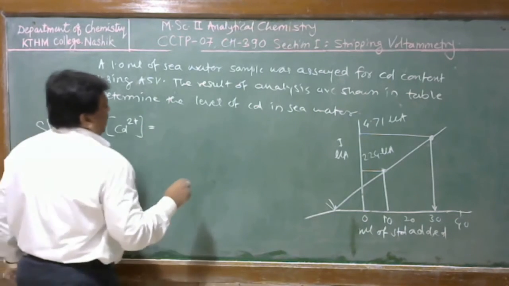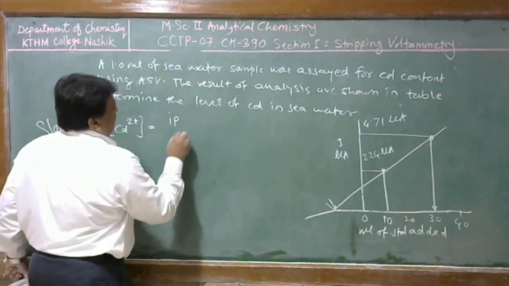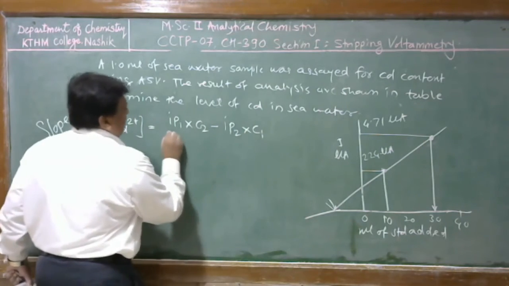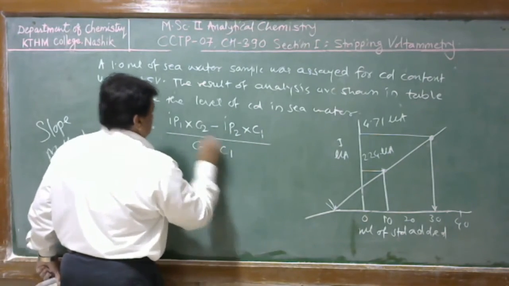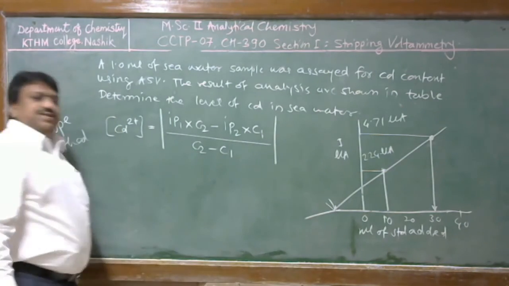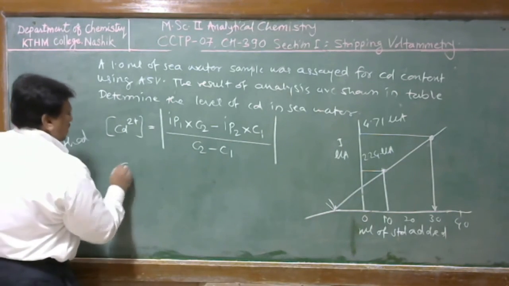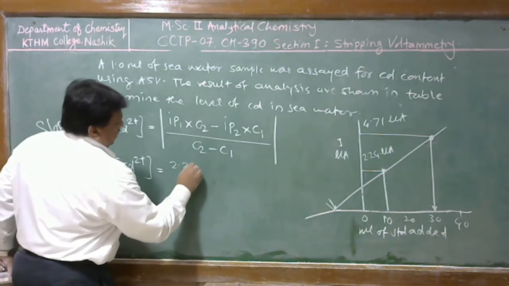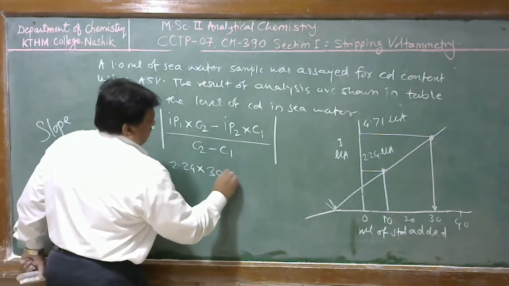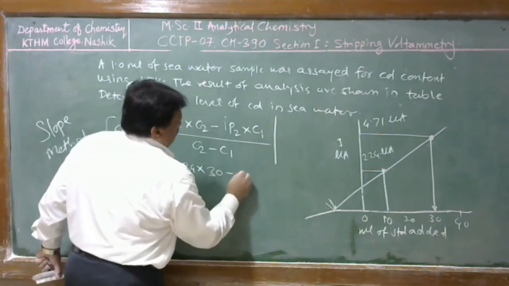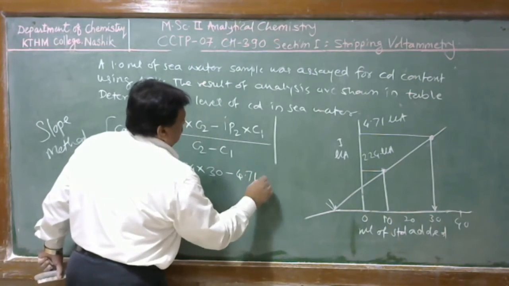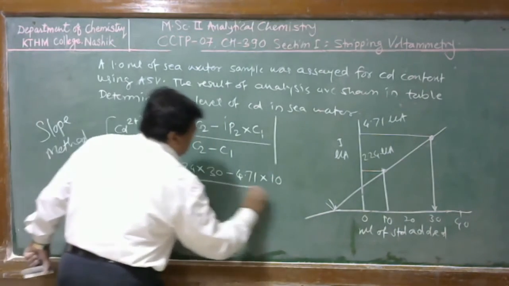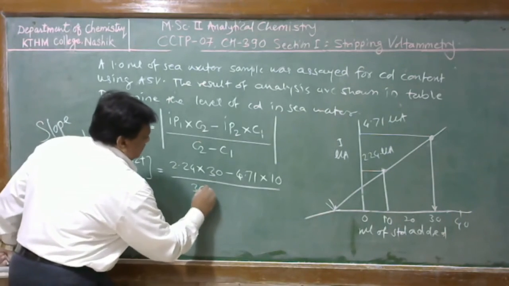In this case, concentration of cadmium is equal to IP1 into C2 minus IP2 into C1 divided by C2 minus C1. Sometimes the mod of this formula is taken. Concentration of cadmium is equal to IP1 is 2.24 into C2 30 minus IP2 is 4.71 into C1 is 10, divided by 30 minus 10.